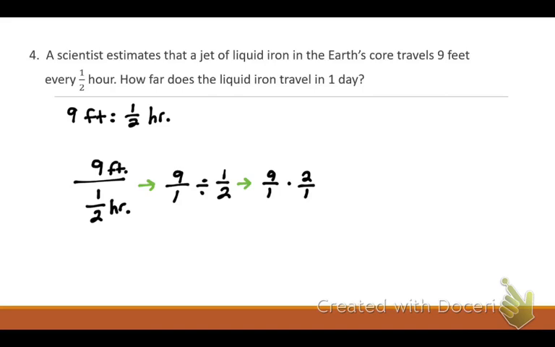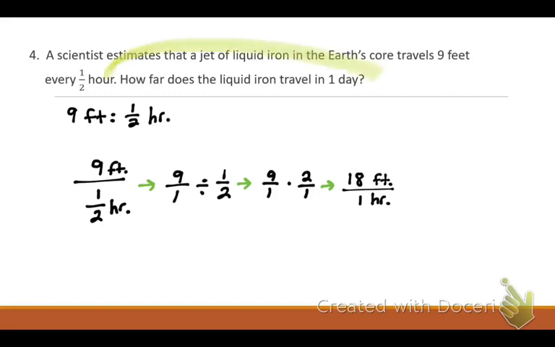What's the answer? Excellent. 18. Now, guys, give me units for that. 18 feet over 1 hour. Now, listen, does this make sense? If I had 9 feet for a half an hour, does it make sense to have 18 feet for a whole hour? Yes. I'm doubling it. 9 times 2 is 18, and a half times 2 would be 1. So that does make sense.